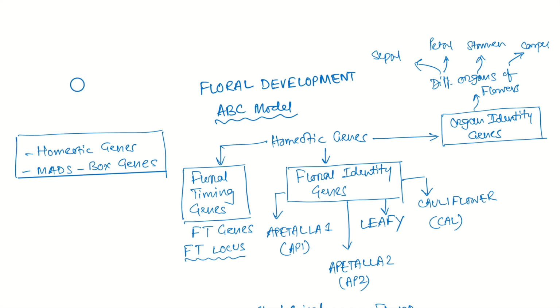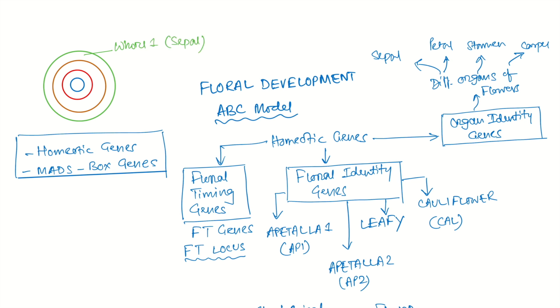And in flowers, there are 4 different whorls, like 4 different circles present during the development of the flower. So this is the second, this is the third, and this is the fourth. And each circle we call a whorl. So this is whorl 1, and that will develop into sepal. This is whorl 2, that will develop into petal. The third one is whorl 3, that will develop into stamen. And the fourth one is whorl 4, that will develop into carpel.